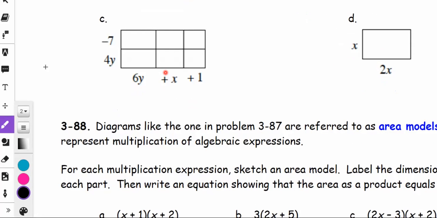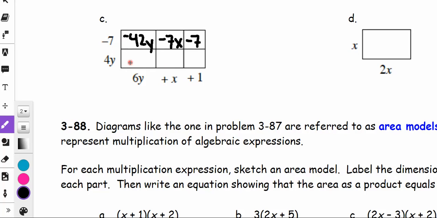On letter C, you'll notice that I've got 2 terms here and 3 terms here. So I'm going to take -7 times each of these to get this top row, and 4y times each of these to get the bottom row. So -7 times 6y is a -42y. -7 times x is a -7x. -7 times 1 is a -7.